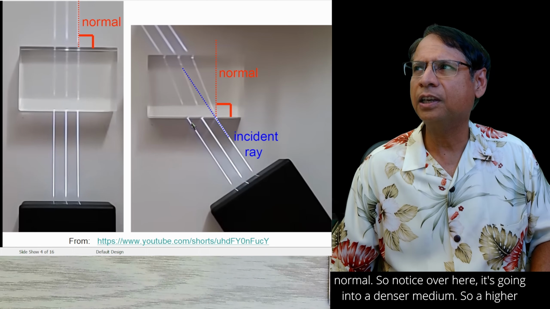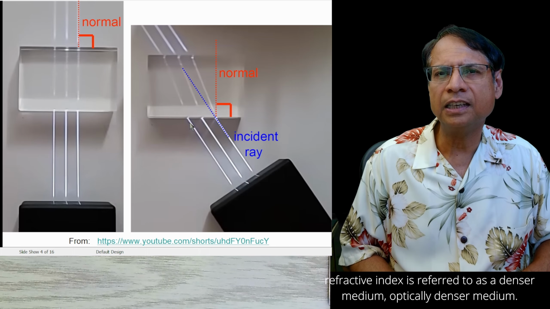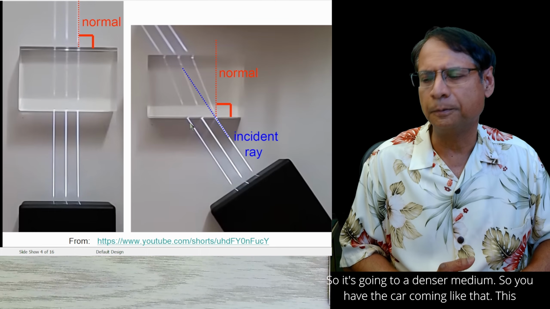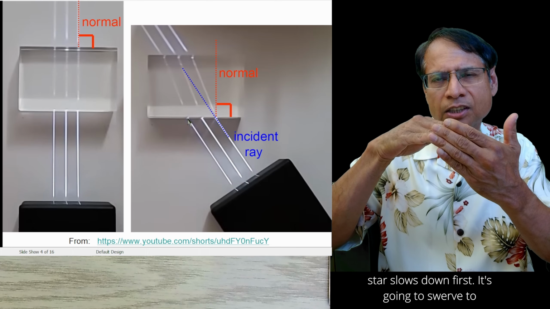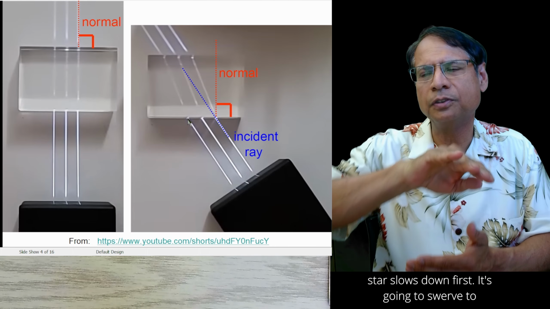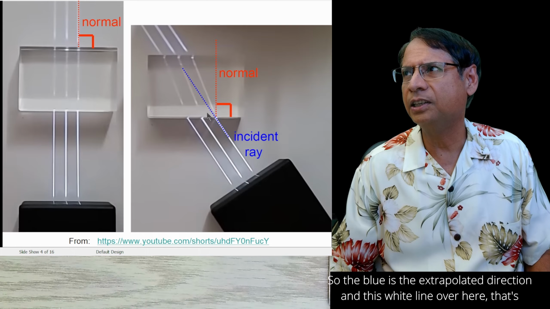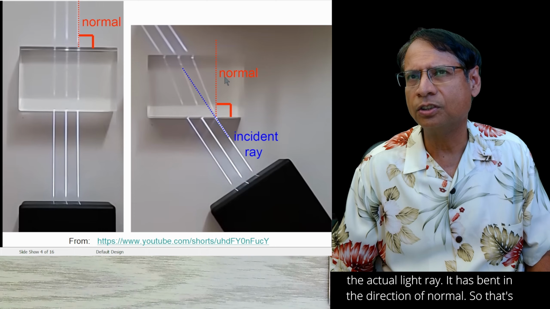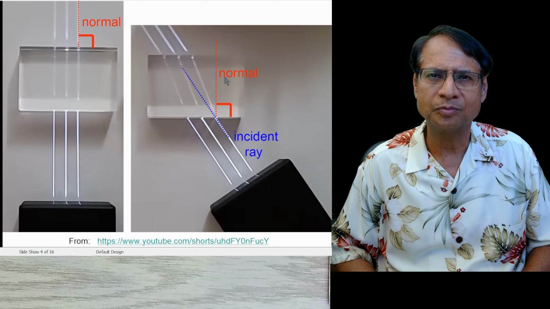So notice over here, it's going into a denser medium. A higher refractive index is referred to as an optically denser medium. So it's going to a denser medium. So you have the car coming like that. This tire slows down first. It's going to swerve to the right-hand side. And you can see that here. The blue is the extrapolated direction, and this white line over here is the actual light ray. It has bent in the direction of the normal. So that's basically what happens. And this is the phenomenon of refraction.